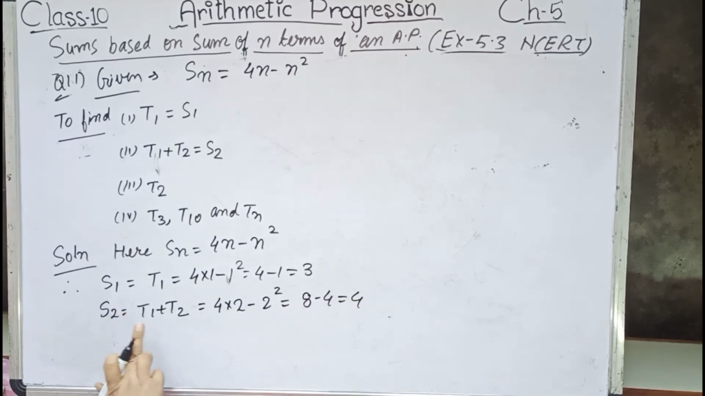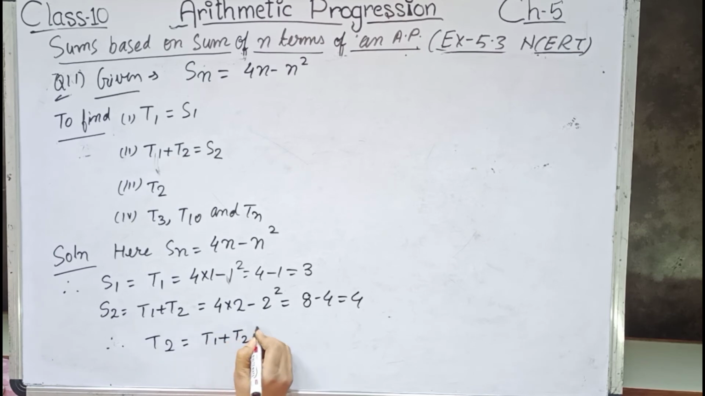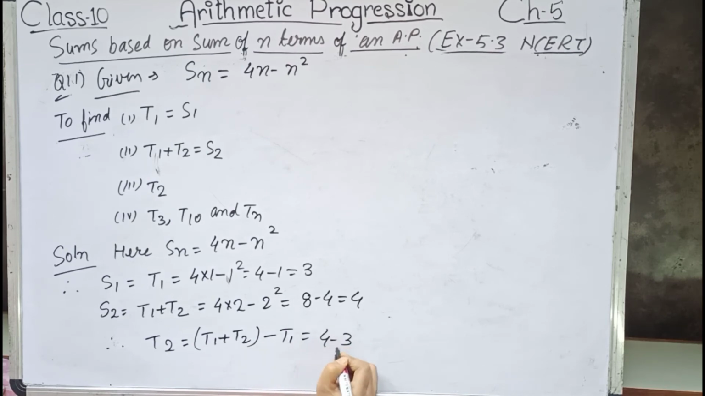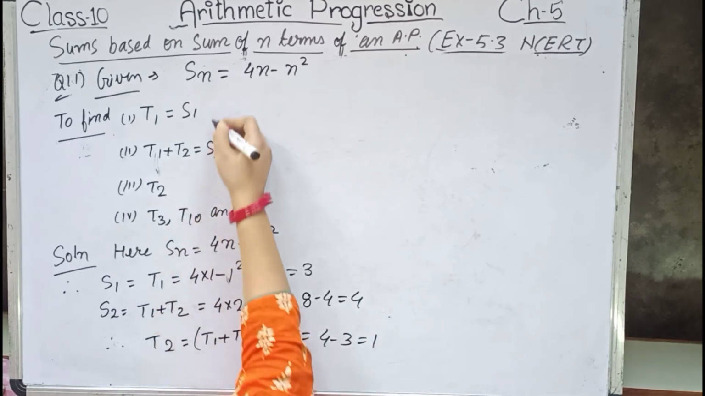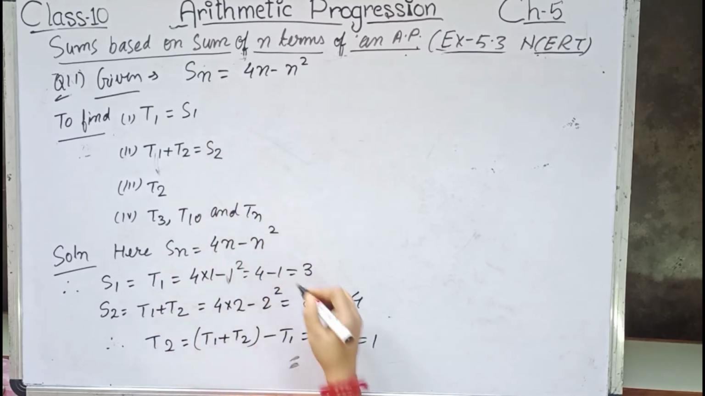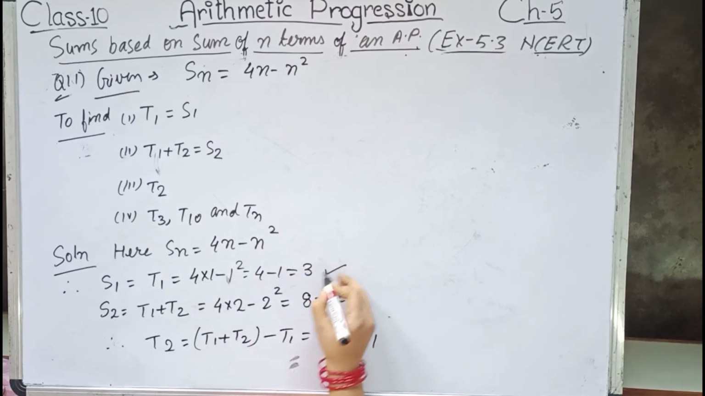So we are getting T1 plus T2 as 4 and T1 as 3. Therefore T2 equals, we can write over here, T1 plus T2 minus T1 equals 4 minus 3 equals 1. So we have got T1, we have got T1 plus T2. Where is T1? This first.